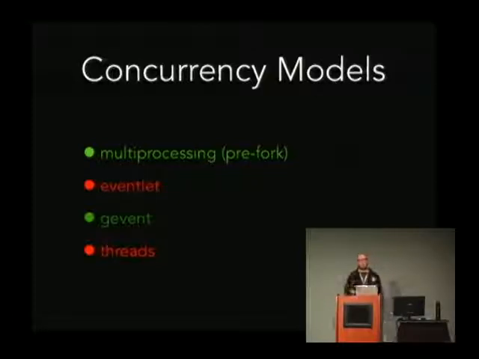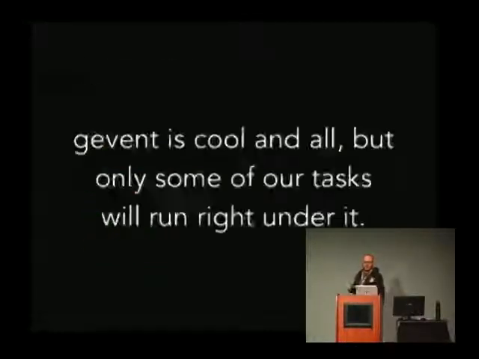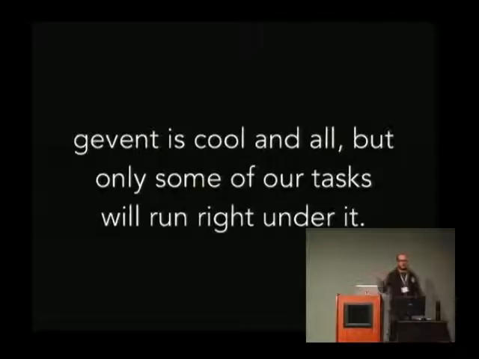Concurrency models. Celery supports the default, which is multiprocessing. It's just your typical pre-fork model. It also supports Eventlet. We don't use that. It supports gevent. We do use that. And threads, they literally say it's a minefield in the docs, so I probably wouldn't use that. So let's talk about gevent. gevent's awesome. You can get a lot of concurrency, but in the real world, not everything works on gevent.